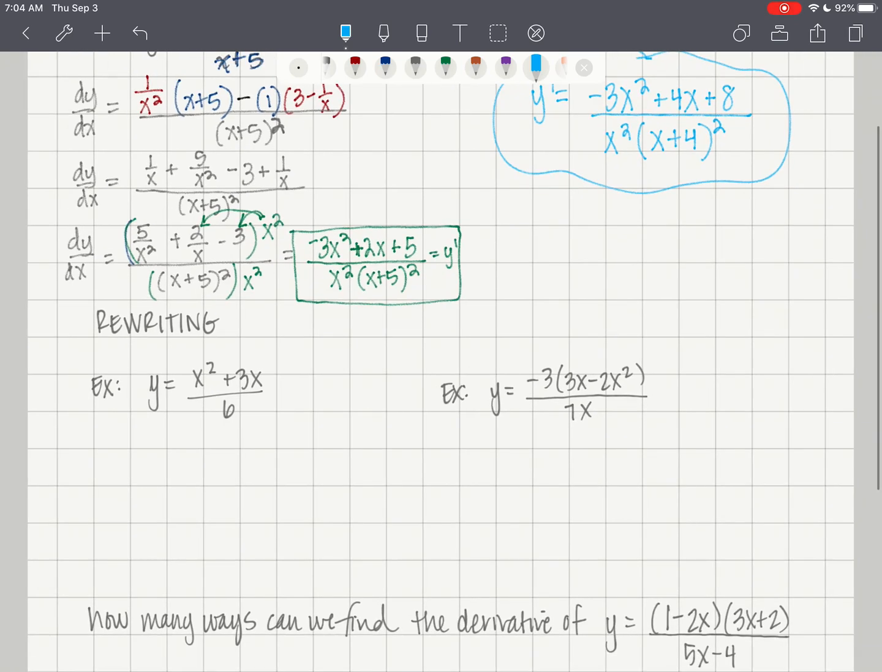Yay! Okay, rewriting. How would we rewrite this one on the left? y equals x squared over 6 plus x over 2. That's how we would rewrite that. And then what's our derivative? Multiplied out, we get 1/3 x plus 1/2.